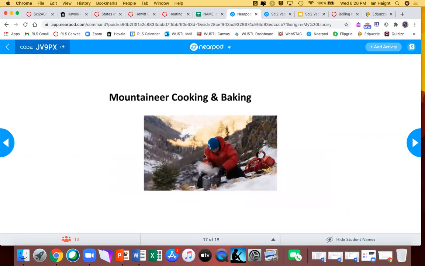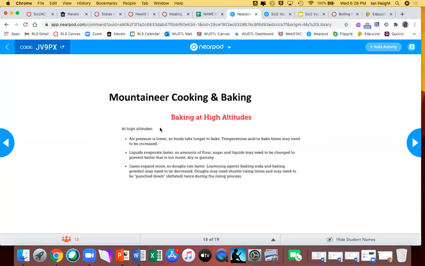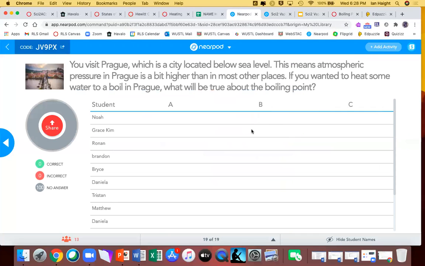But this is really relevant to people who like to climb, right? Because it means that water's going to boil a lot faster. You don't have to put as much energy into it when you're at higher elevation because there's less air pressure. Baking at higher altitudes, you actually have to take this into account, right? Because some things will go faster or slower depending on air pressure. Okay, one last question to give a try and see how you're understanding this.